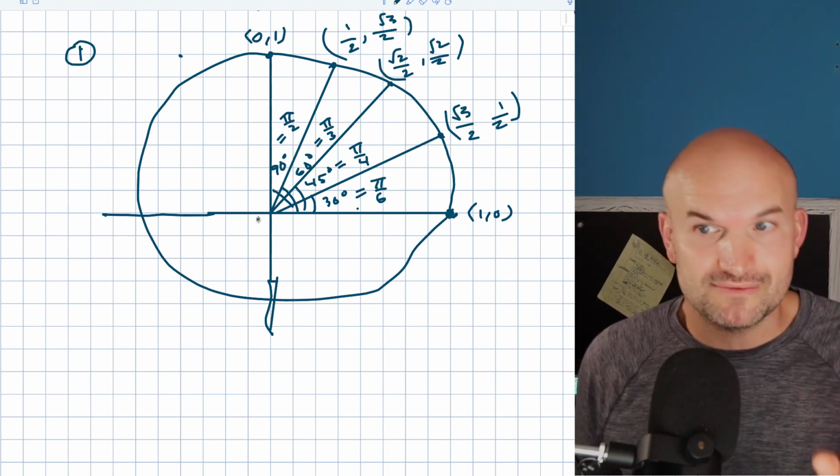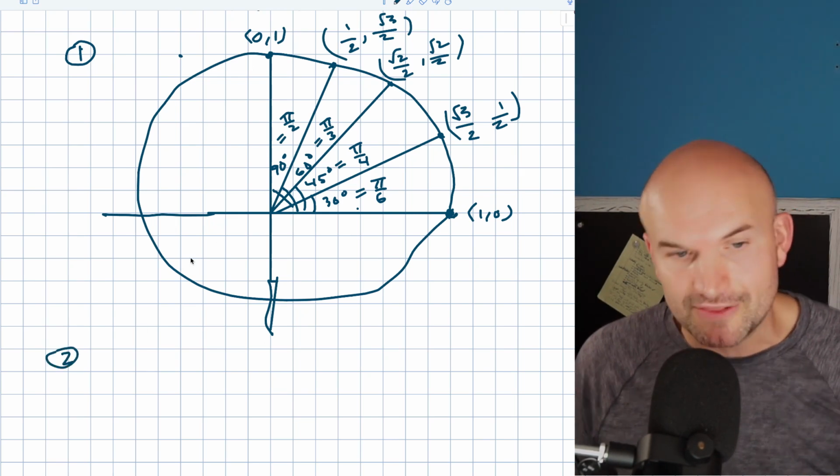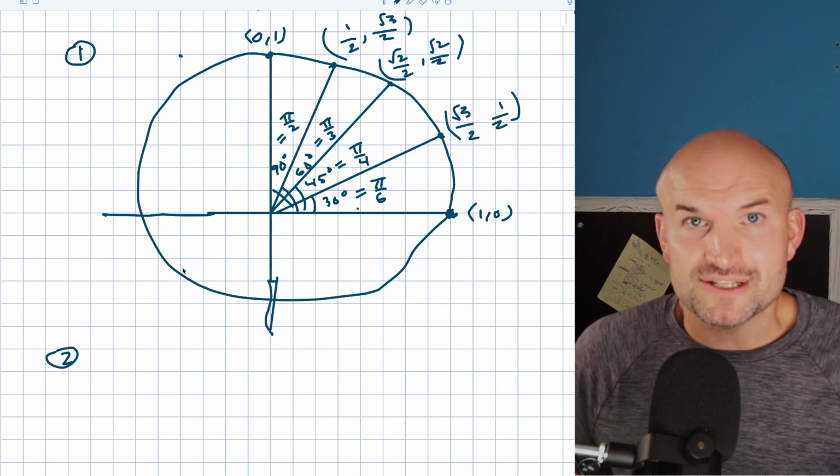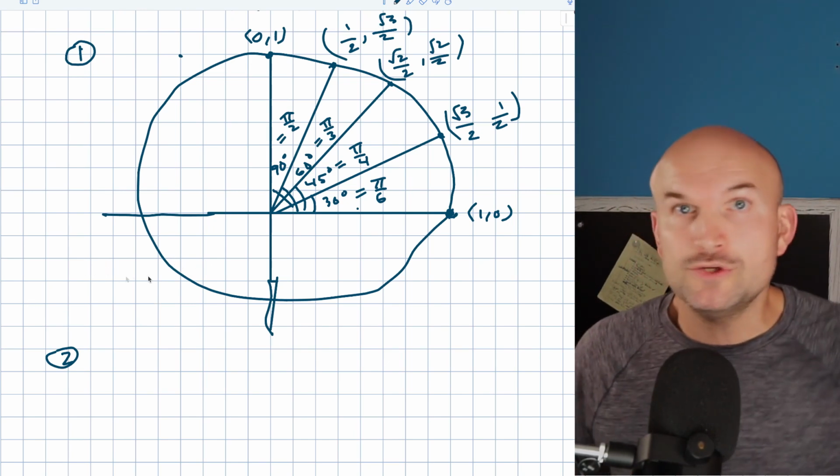But you need to know that first. That's why I wrote that in first, all right? Now, the next thing you need to understand for evaluating on the unit circle is the functions, right? You need to understand when I say the sine of an angle, what are you looking for?